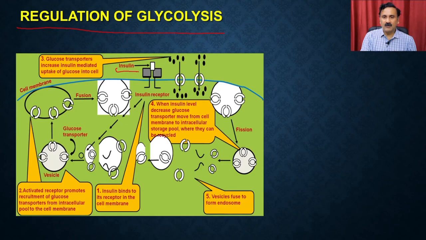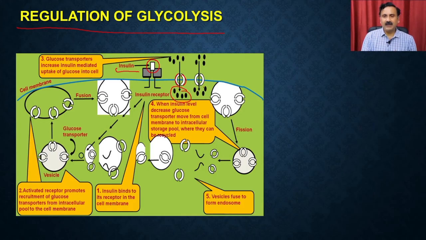So once the blood sugar level goes high, the insulin, which is a hormone, is going to bind the insulin receptor, and as a result, it is going to open up the glucose transporters. Once it opens up the glucose transporter, the glucose is going to enter the cell.